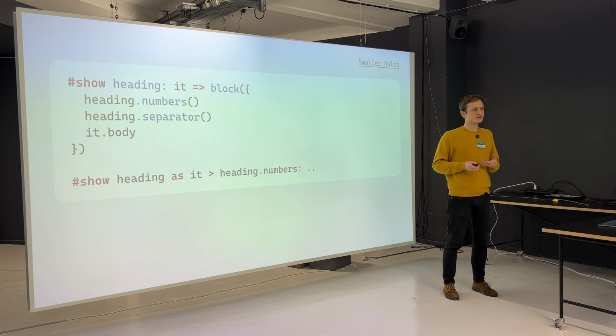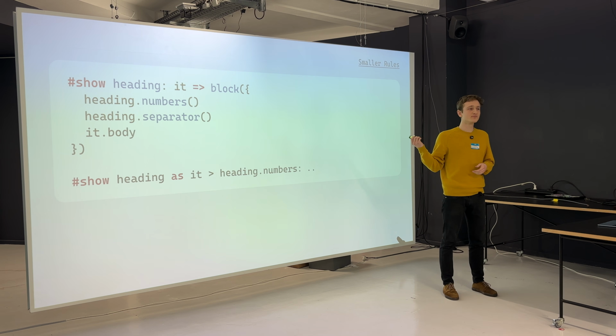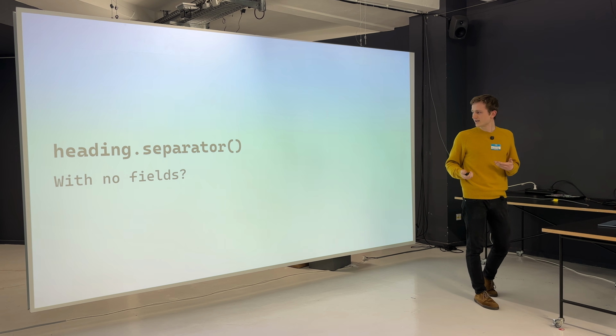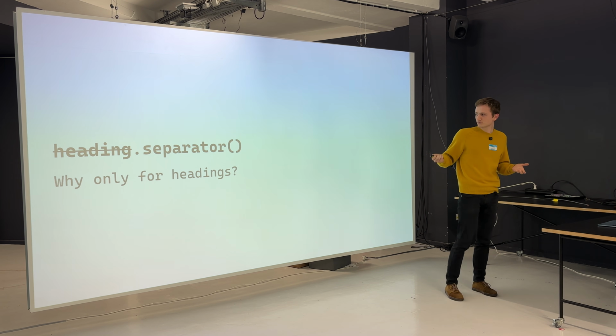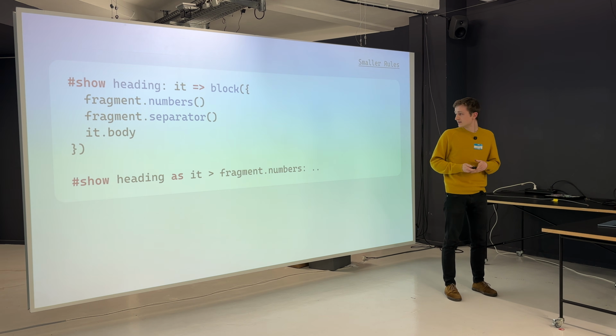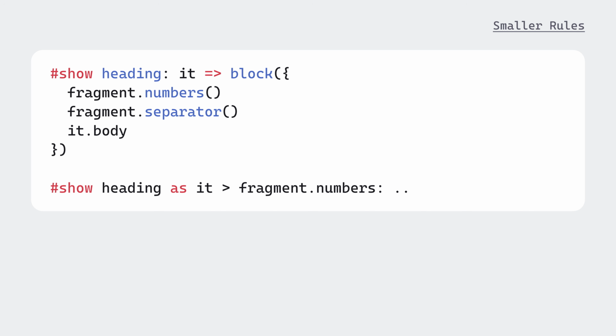And if you think about it, numbers are not specific to headings, and the separator isn't specific to headings either. It's just some sort of component in a heading. It's a sort of fragment. So why not just make it more general? Let's make it a fragment. Many things can have a separator. And if we apply that here, we can see, okay, we have a heading. It's a block containing numbers, a separator, and a body. And we also define how the numbers should look in a heading.